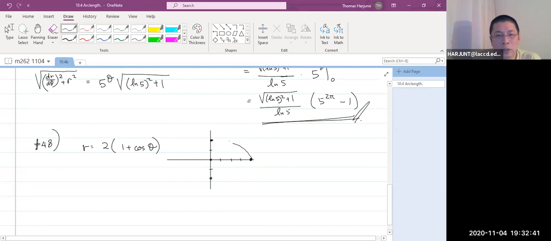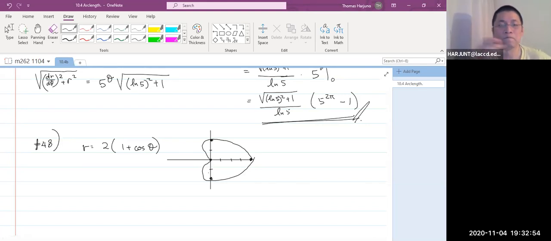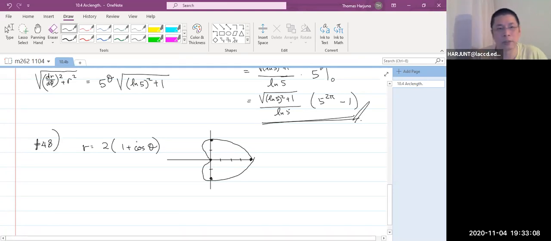Now, we basically need to find the perimeter of this cardioid. When I do the computation later on, I will use symmetry. But let's see what will happen first. I need to be a bit careful here. So our solution.